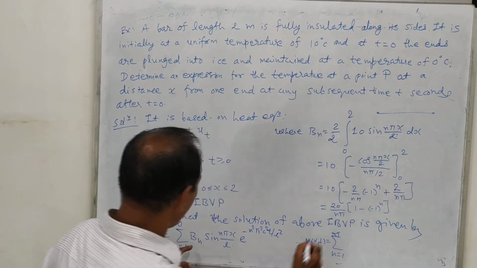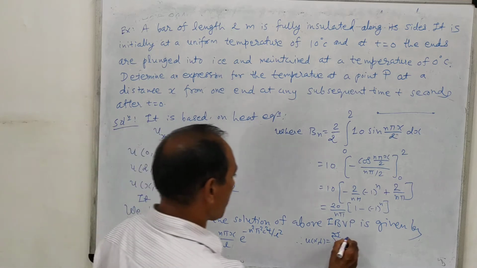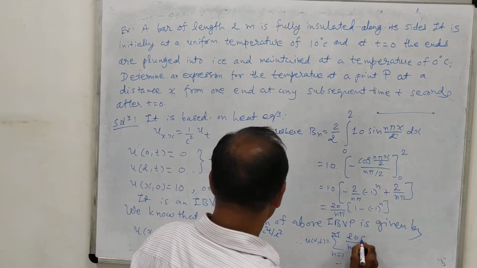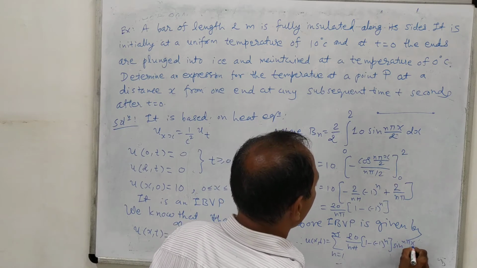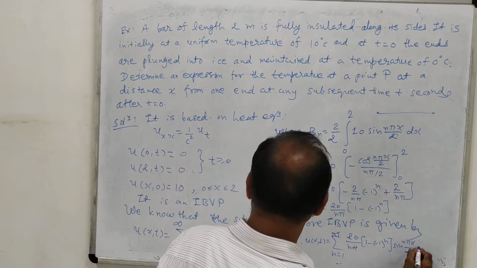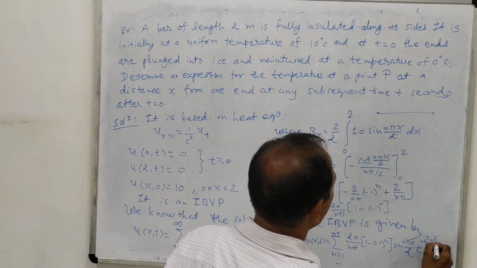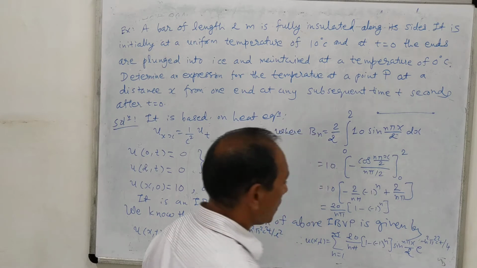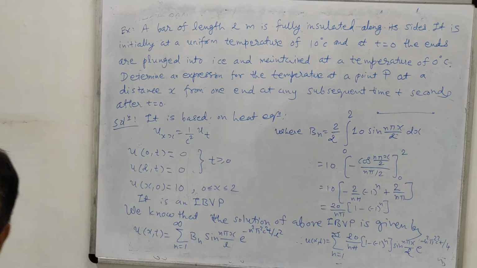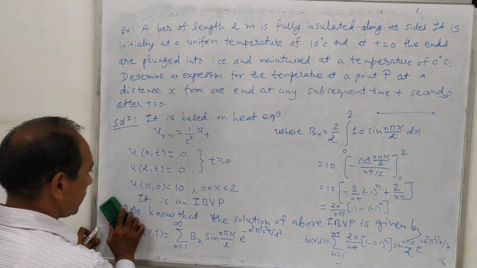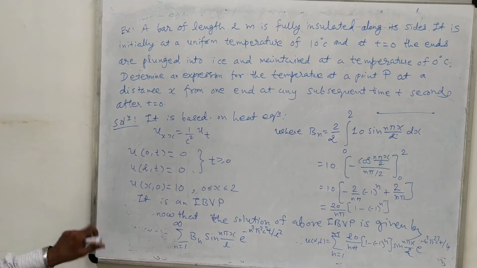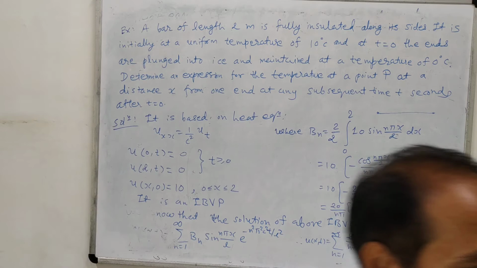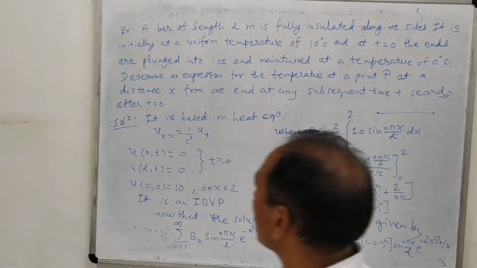Therefore the final solution u(x,t) is written as sigma n equal to 1 to infinity, 20 upon n pi into 1 minus 1 raised to n, sin(n pi x upon L) into e raised to minus n square pi square c square t upon L square, where L is 2 so L square is 4. So this is the final solution, and you can get 7 marks directly. Are you clear with this? Try to solve this problem yourself by sparing some time, because here we want to see more examples.